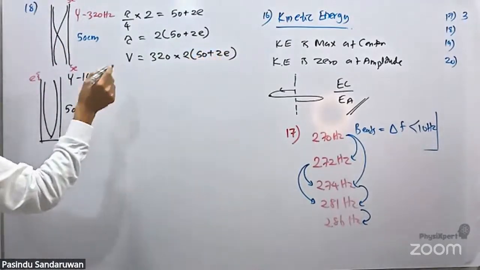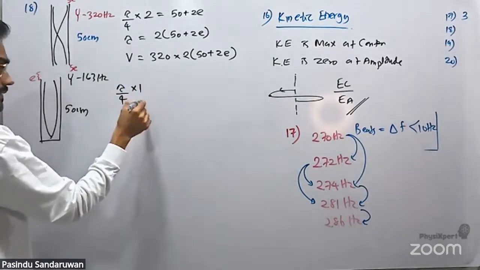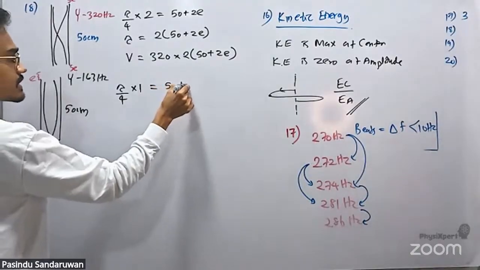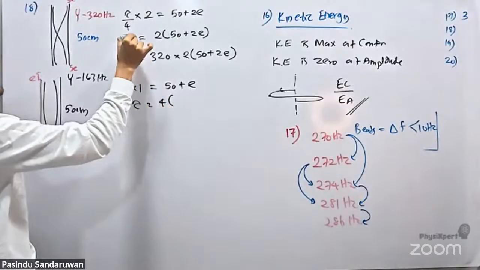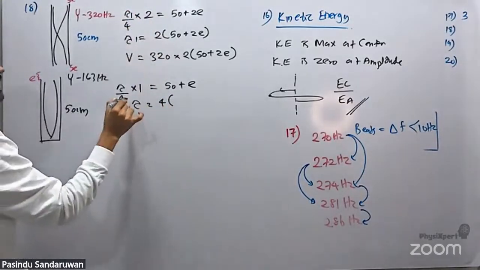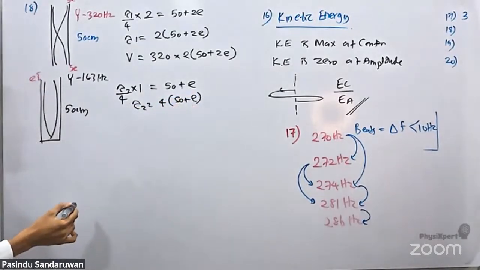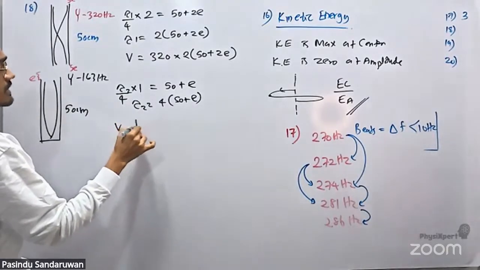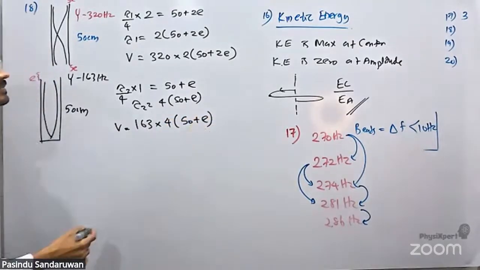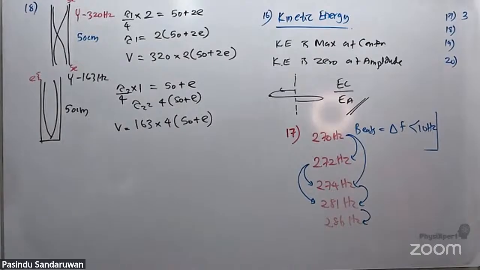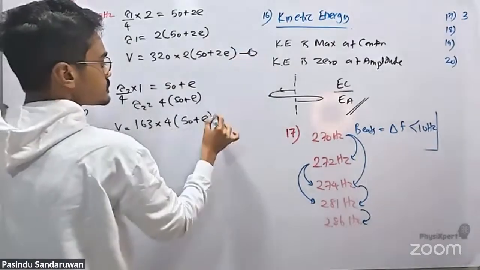So keep it as it is, and then lambda here is lambda over 4 times only 1 equals L is 50 plus E again. Now let's say this is lambda 1, and this is lambda 2, 4 times 50 plus E. Then V equals F lambda again. F is 163 and lambda is 4 times 50 plus E. Then E can be determined if these two are equivalent, equation 1 and 2.